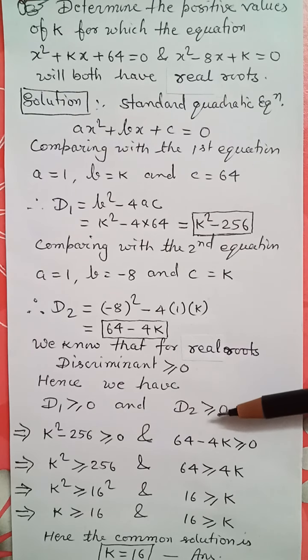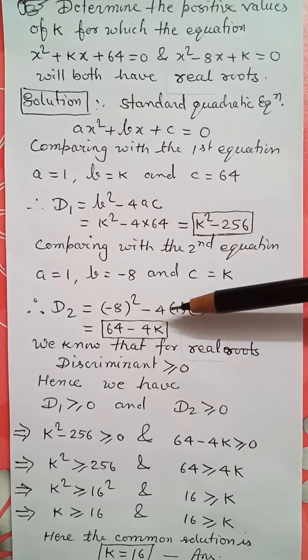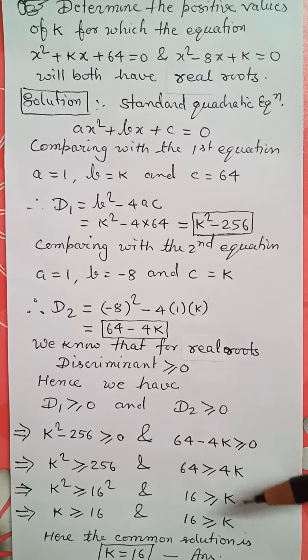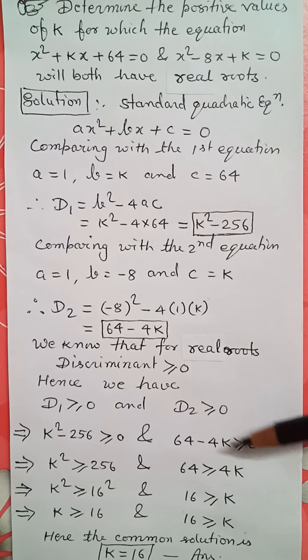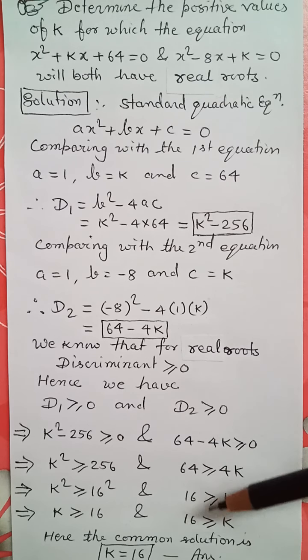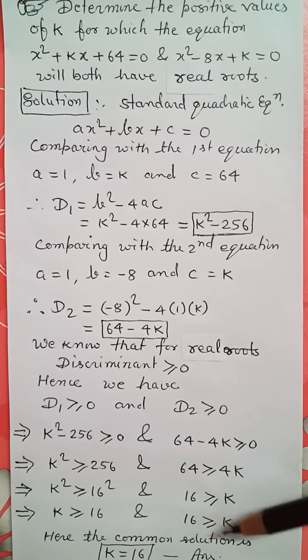Similarly, if d2 is greater than or equal to 0, then what is d2? d2 is 64 minus 4k. So 64 is greater than or equal to 4k. Moving 4k to the right hand side and dividing by 4, we have 16 is greater than or equal to k.